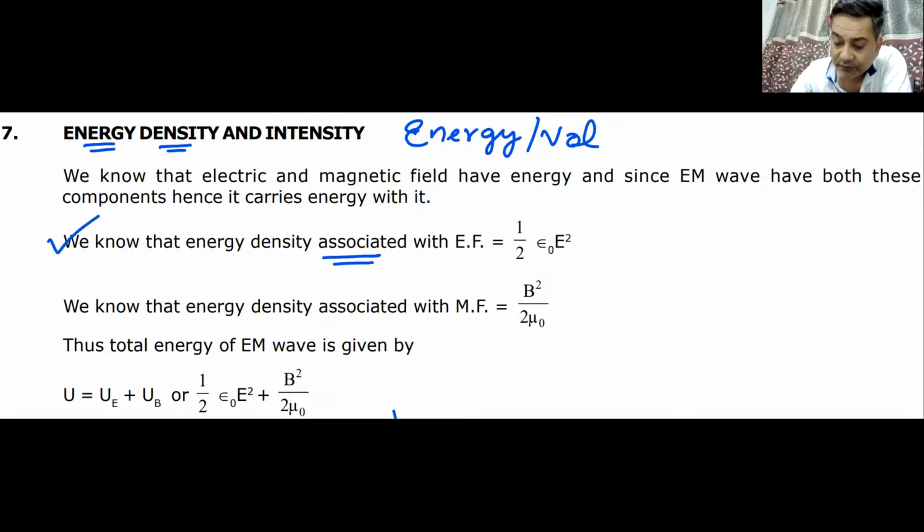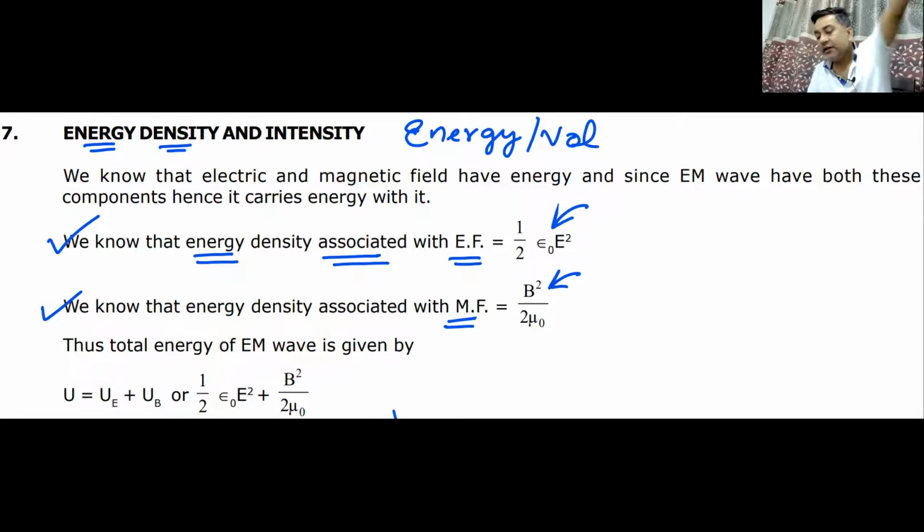In the electric field also energy is stored. In the magnetic field also energy is stored. What is the energy stored per unit volume in the electric field and magnetic field? This is the formula for electric field, and this is the formula for magnetic field. The formula for electric field is half epsilon naught E square. The formula for magnetic field is B square by 2 mu naught, where B is the magnetic field intensity.